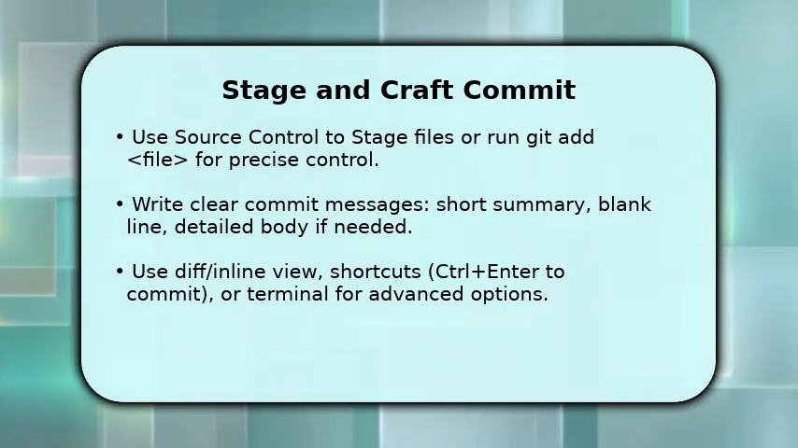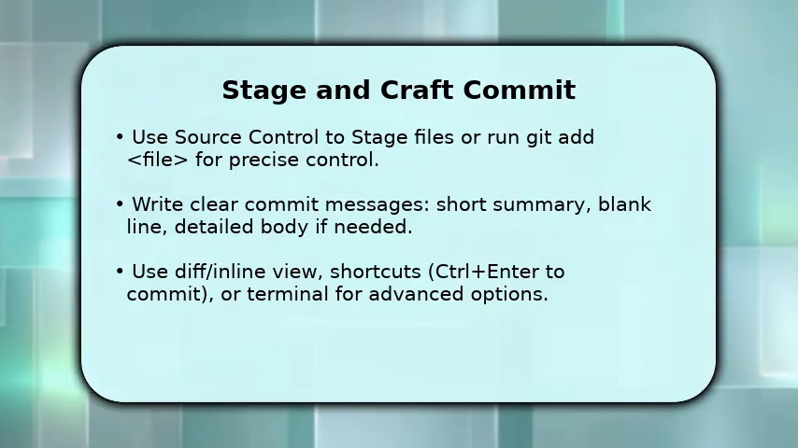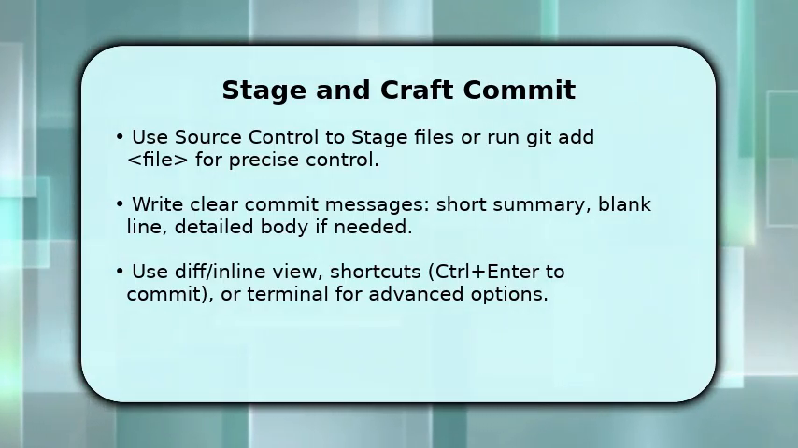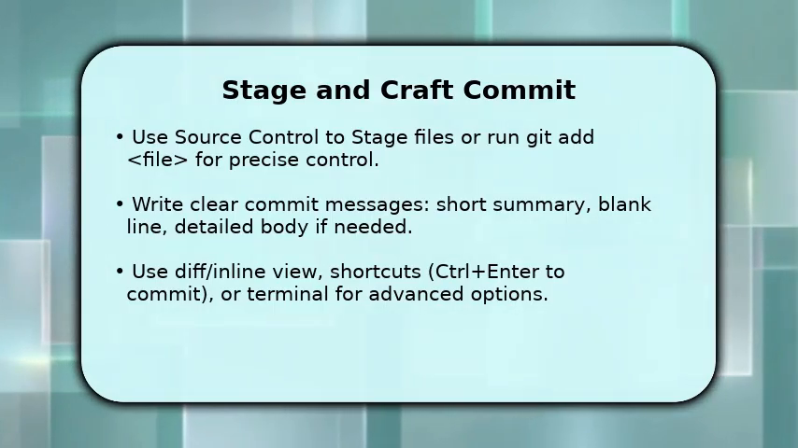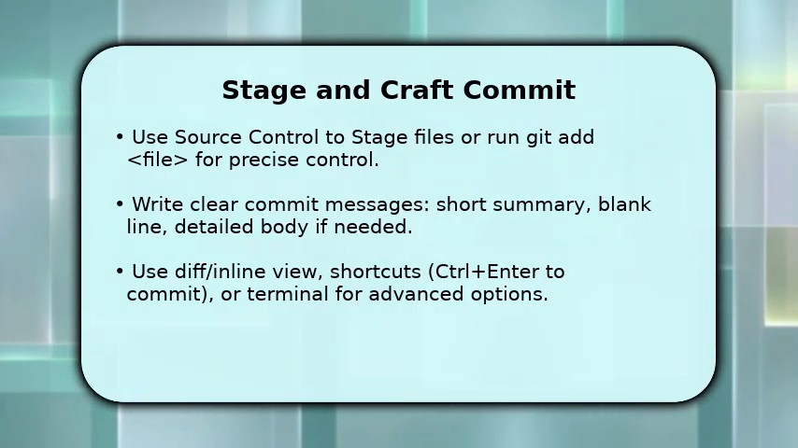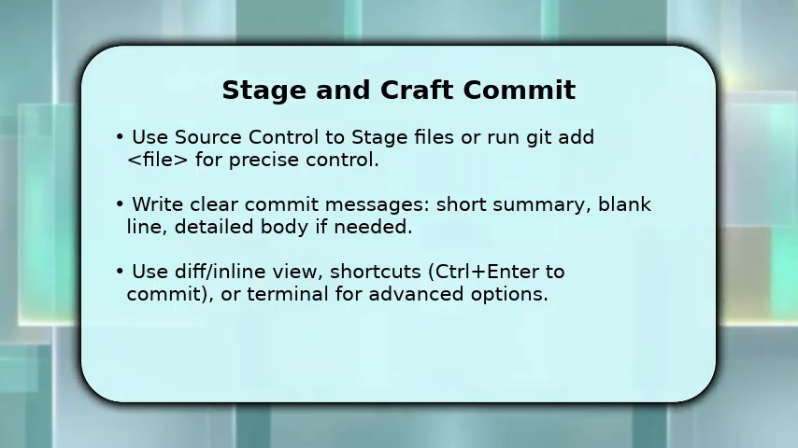Then craft a concise commit message: a short imperative summary, a blank line, and a detailed body only when necessary. This helps future you and collaborators understand why changes exist. Once staged, preview diffs in the editor, and press Ctrl+Enter in the source control message box to commit. Or run git commit -m from the terminal if you prefer being explicit.